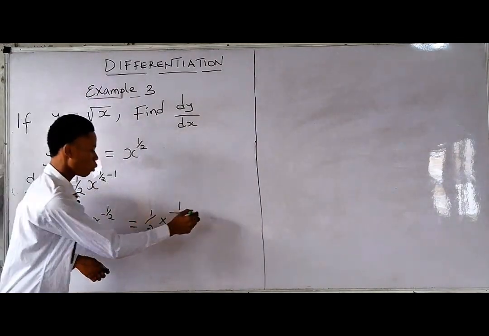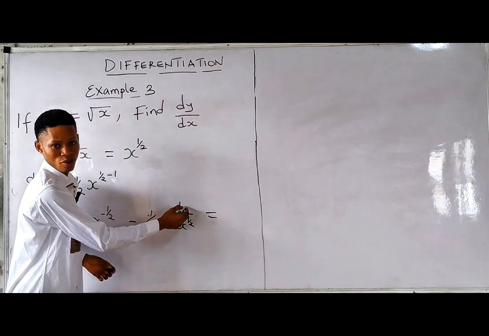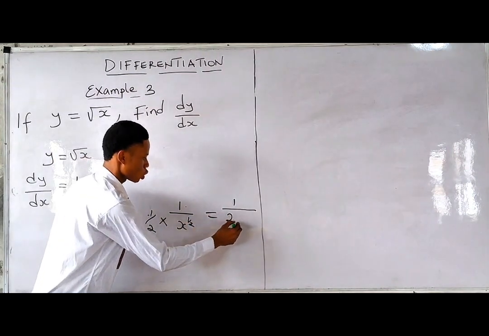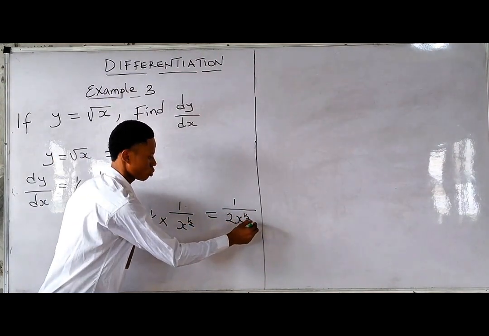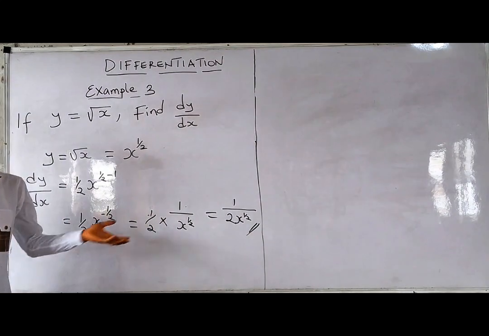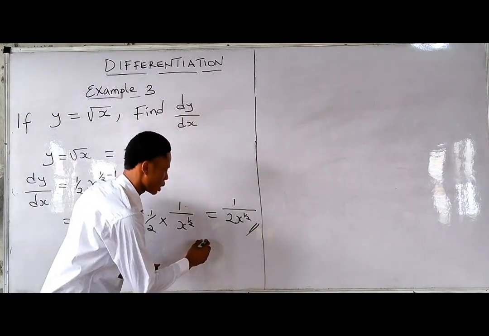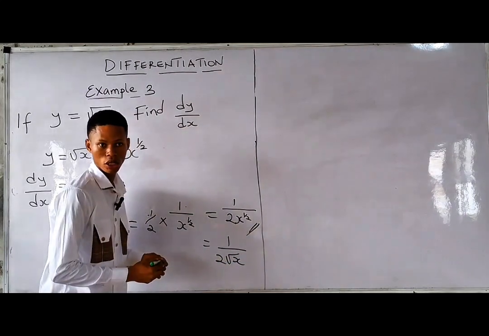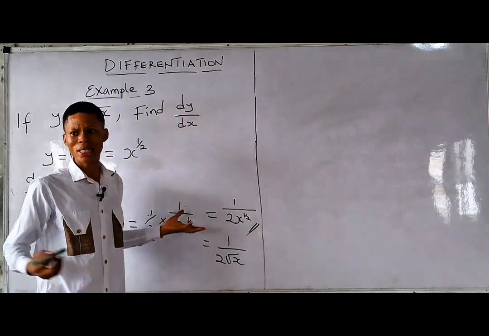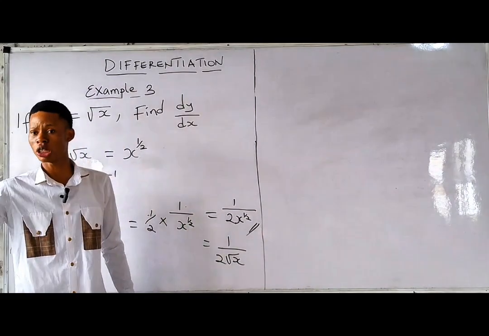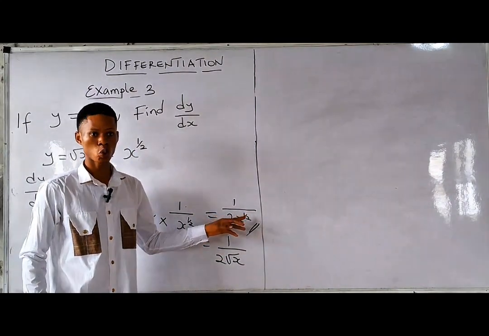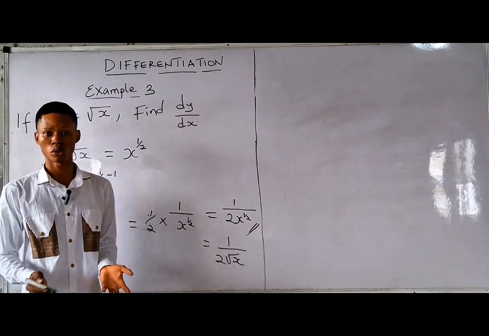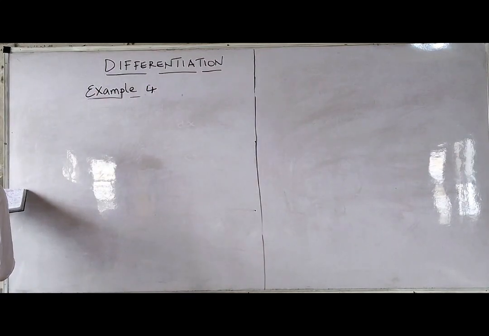Now let's bring the two fractions together. 1 times 1 will give me what? 1 over 2 times the whole of this will give me what? 2x raised to power half. Here's your answer. Can this also be written as 1 over 2 root x? Is this and this the same thing? Yeah. So depending on how your option is, remember x raised to power 1 over 2 is the same thing as root x here. So this is same as this. So anyhow you see it in your option.